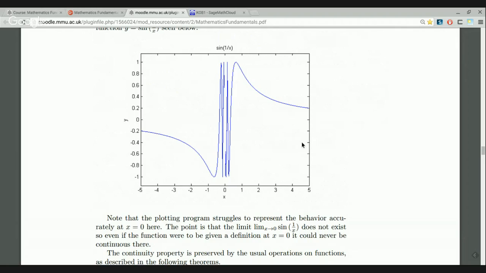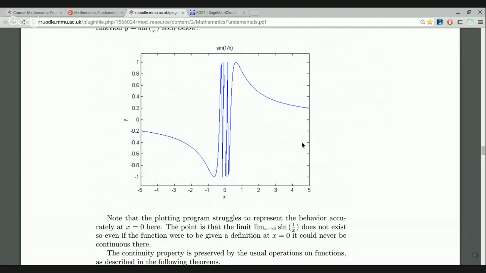So if you think what happens as x gets close to 0, let's consider x getting closer and closer to 0 from the positive side. So x is getting smaller and smaller. Well, as x gets smaller and smaller, the argument to the sine function, the 1 over x, is getting larger and larger. So you're evaluating sine at a quantity which is growing without any upper bound.